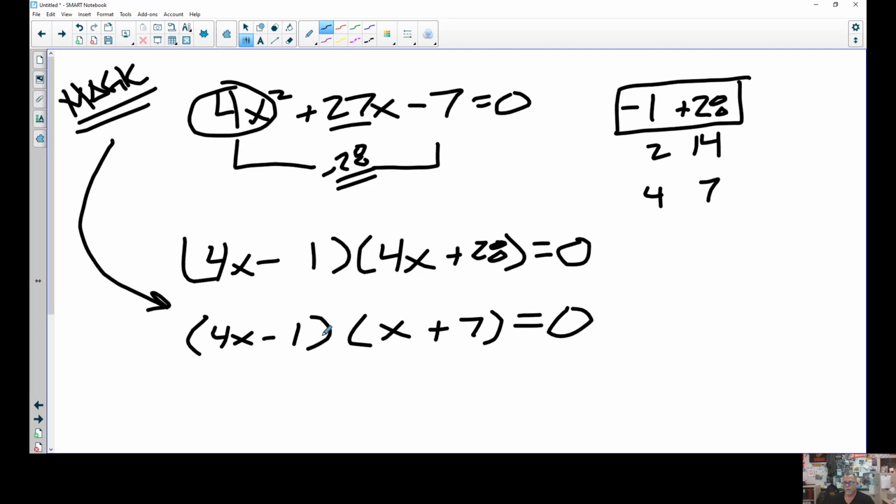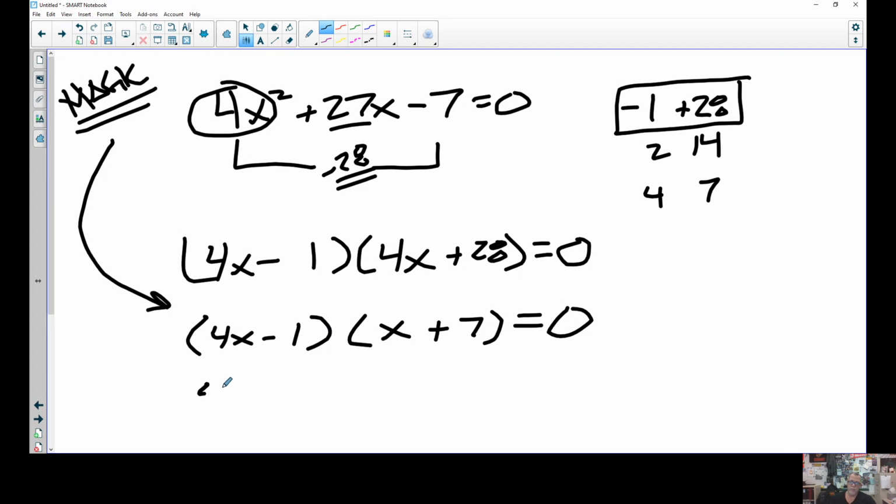And now if you check this, 4 times x is 4x squared. 4x times 7 is 28x. Negative 1 times x is negative x, so that adds to my 27x. Negative 1 and 7 make negative 7. It's magic. It works every time. So now we've got a factored form.